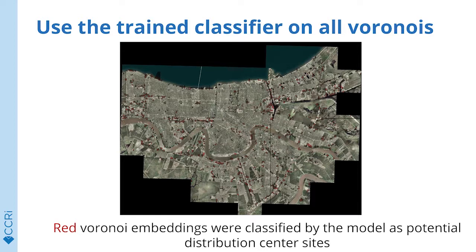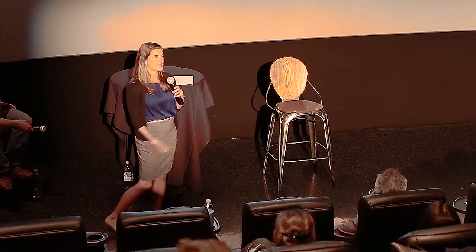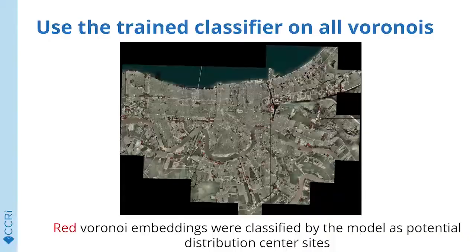We hand that training data over to the classifier, we train it, and then we pass all the other Voronois in our space through this classifier, and we end up with what you see here in red, which are the areas that the classifier has nominated as good candidates to be a distribution center. So when we're zoomed out like this, looking at the entire city, one nice thing that you get out of this is that there are certain areas where the model has picked up on a lot of good candidates, and you might want to immediately go investigate those manually and closer instead of the entire space.